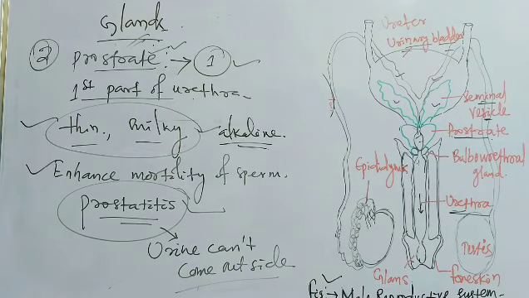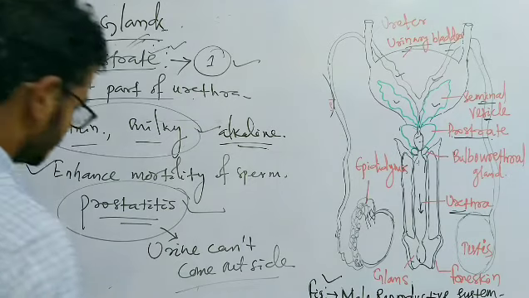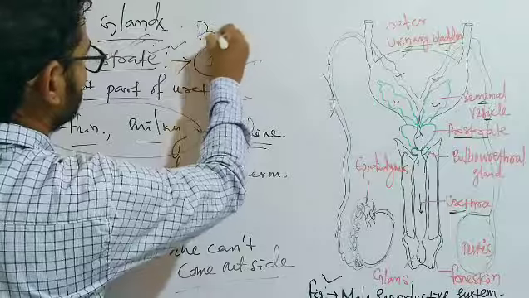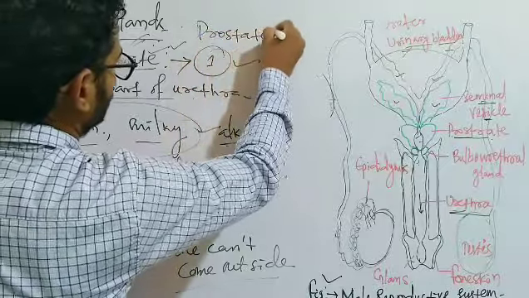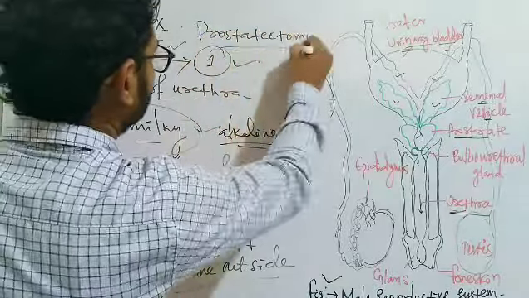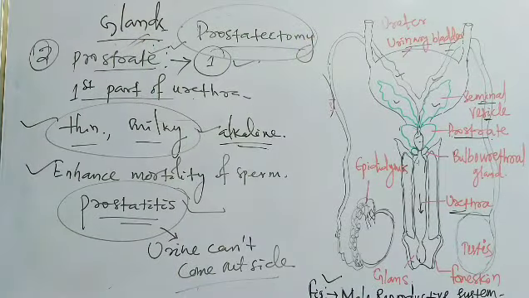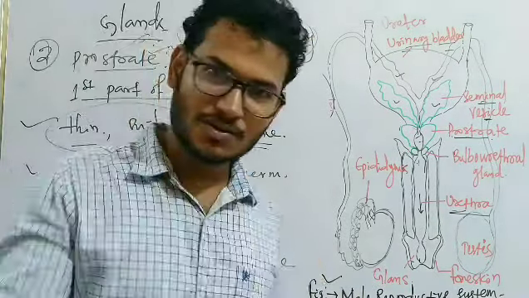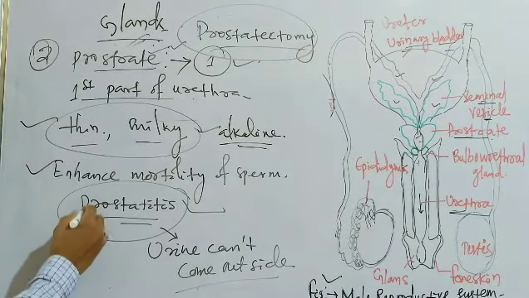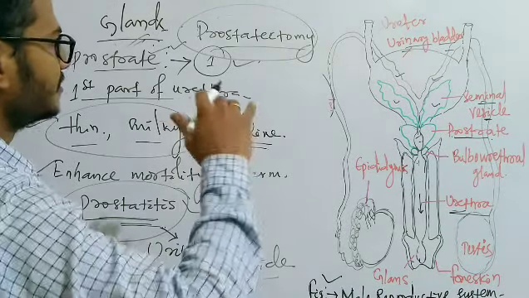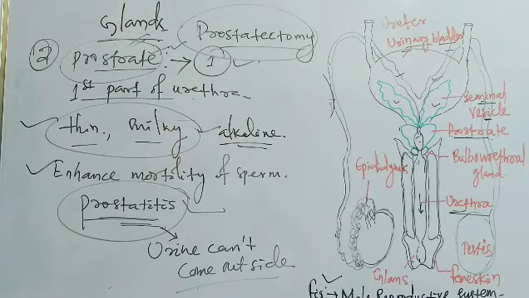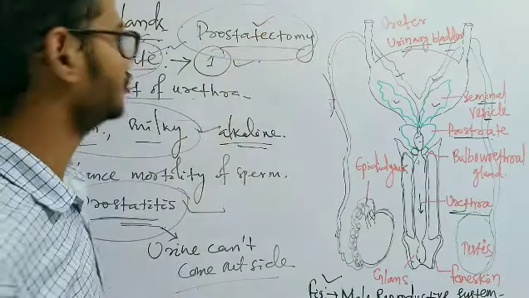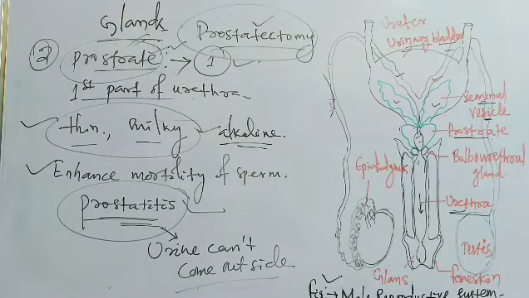So the surgical removal of this gland is called prostatectomy. When the gland causes any problem during urination due to its enlargement, this gland can be removed surgically, and the removal is medically termed as prostatectomy. Okay, so removal of prostate gland.